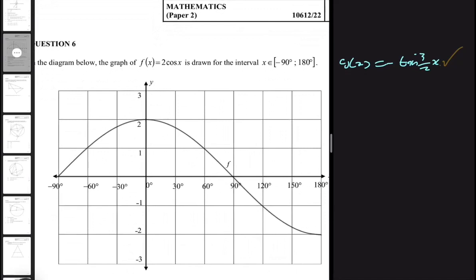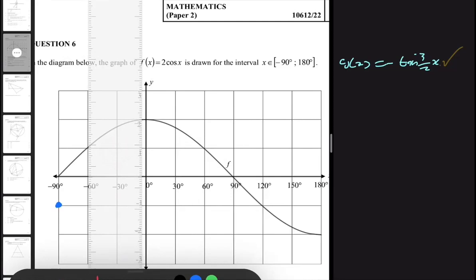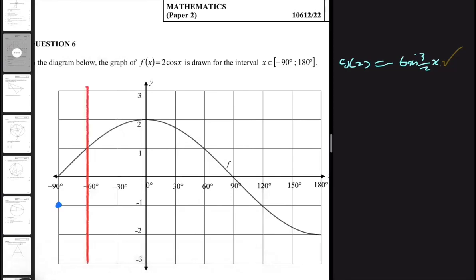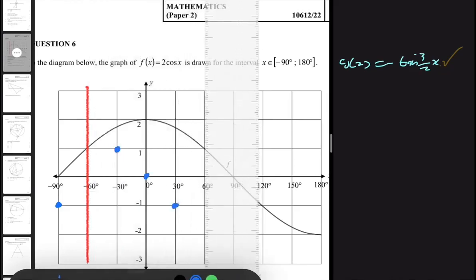If you substitute minus 90 into g of x, you're going to get minus 1. So that is 1 point that lies on the graph. And then if you substitute minus 60, you're going to get undefined. So we know that at minus 60, we have an asymptote. When you substitute minus 30, the corresponding y value is positive 1. When you substitute 0, the corresponding value is 0. When you substitute x is equals to 30, the corresponding value is minus 1. And when you substitute x is equals to 60, you're going to get undefined. So every time we get undefined, we know that we have an asymptote.